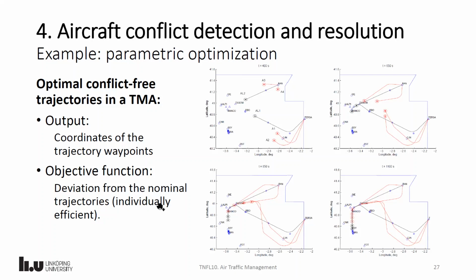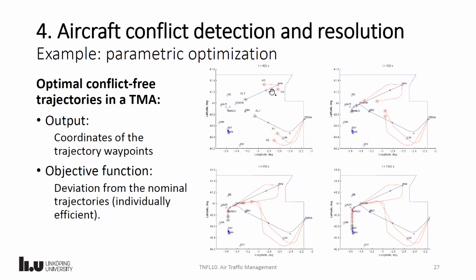They consider that if the aircraft were to fly along in the airspace, they will have a nominal trajectory that is optimal for them. So what they want to do is to minimize the deviation from the resolution trajectories to those nominal trajectories that are already optimal. So they come up with trajectories that are like this, as you can see.